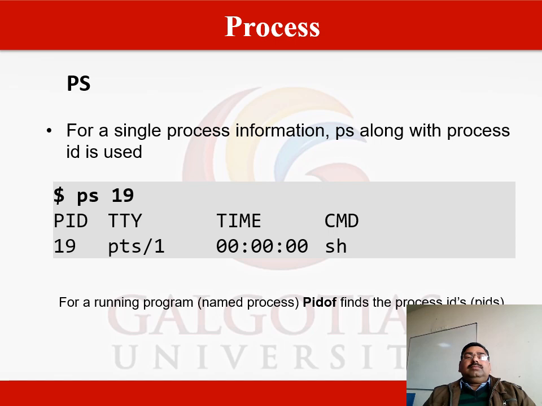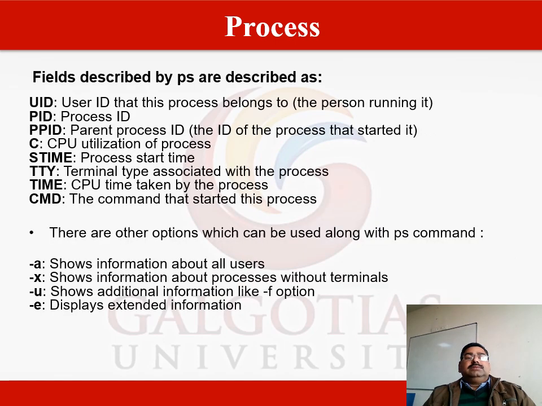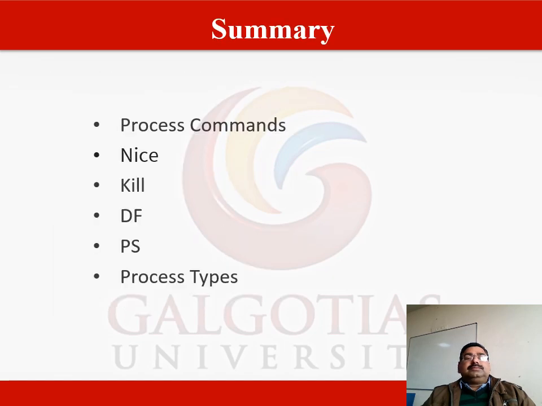Again, for ps, you can also view the description of the process status. These are some process fields, as we have already discussed: UID, PID, and one more added, PPID, the parent process ID. C is the CPU utilization of the process. So we have discussed the process command, nice command, kill command, df, ps, and process types.